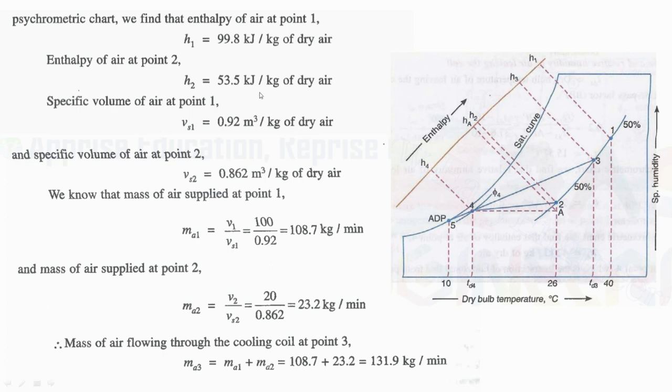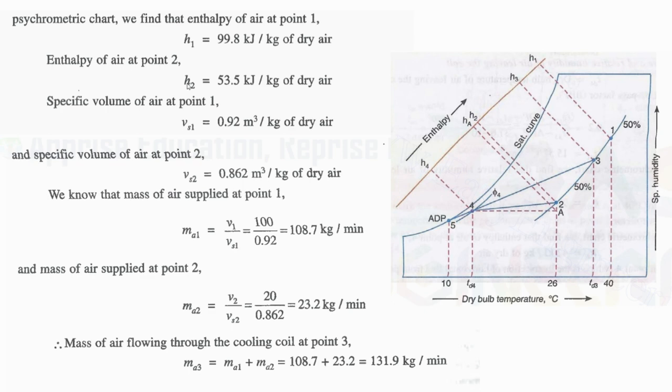Now moving to the next step, from the psychrometric chart we have to draw these points, point number 1, point number 2, and the mixture point. From the chart we have the enthalpy H1 as 99.8 kilojoule per kg of dry air and enthalpy at point number 2, H2, as 53.5 kilojoule per kg of dry air. Now we have to find the mass flow rates M1 and M2 initially.